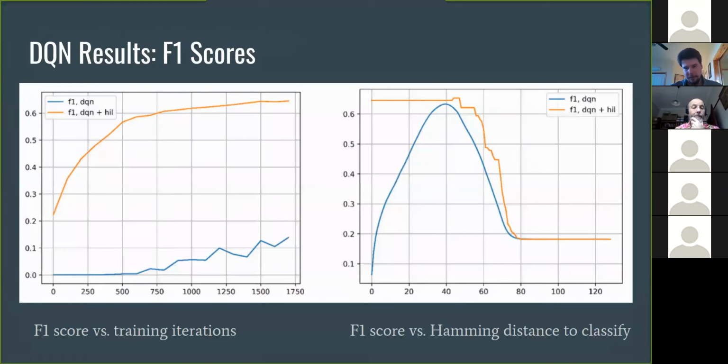So here are some examples of the results that we got. DQN here on the left shows the F1 score with and without the hyperdimensional inference layer, the yellow being with the hyperdimensional inference layer. So you can see that very quickly, in very few iterations, DQN is already reaching better performance. It seems that the hypervectors bootstrap the remembering process of the hashing network pretty well.